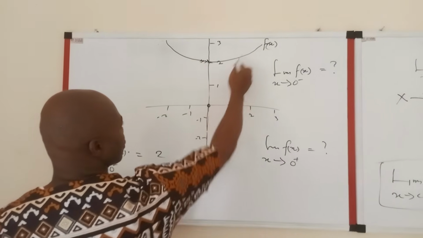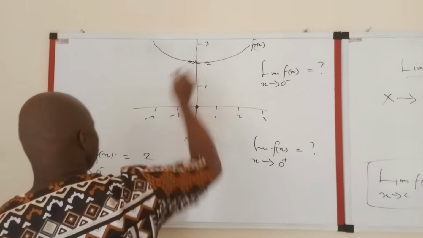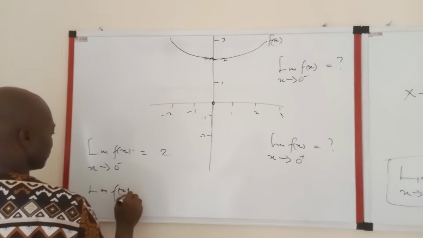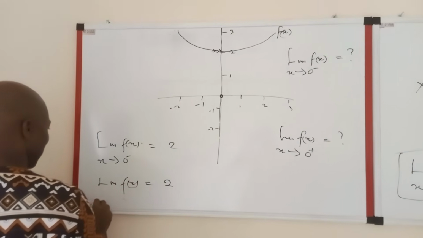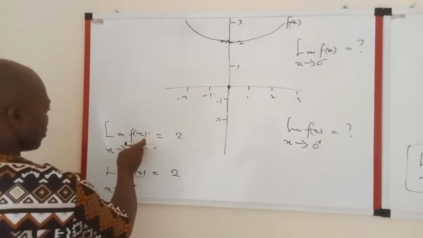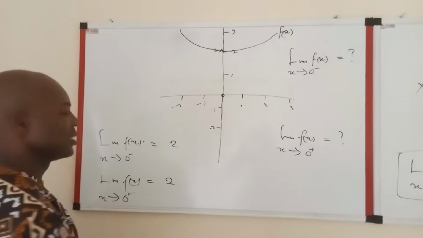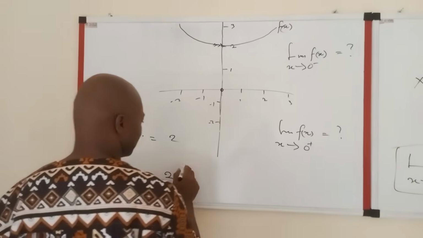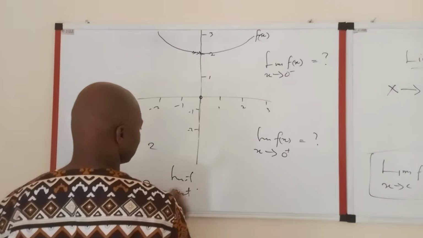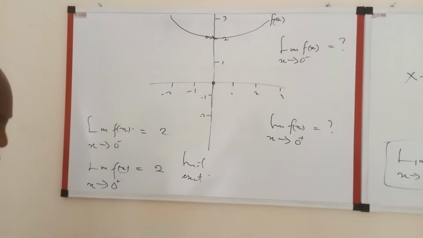As x tends to 0, f of x also tends to a particular number from the right, and that one is also 2. So you can see that the limit of the function is equal to 2 as x tends to 0 from the right. So you can see that both left and right, all of them are tending to a particular point 2. Then we say that the limit exists. A limit exists in this case because all of them are tending to a particular point.